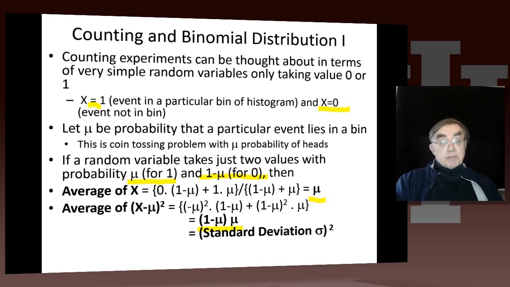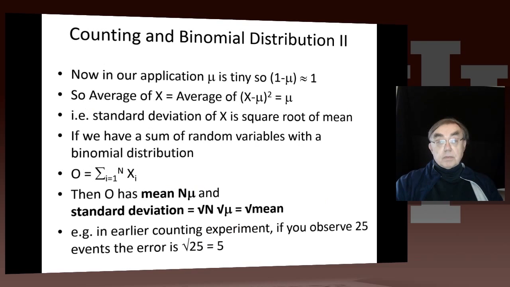For mu small, which has been the counting case we've been doing, 1 minus mu is 1. Standard deviation squared is mu, so sigma is the square root of mu, which is the square root of the mean. But 1 minus mu times mu is a result true whether or not mu is small. In our case, the chance of any one event lying in any one bin is negligible. So mu is a small number, then 1 minus mu is essentially 1, and so we get our usual result that the standard deviation is the square root of the average.